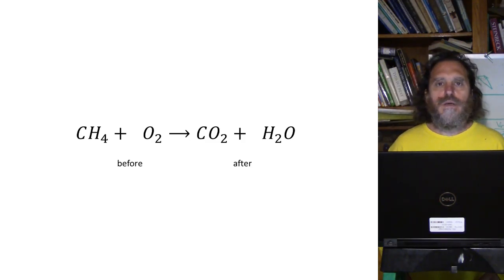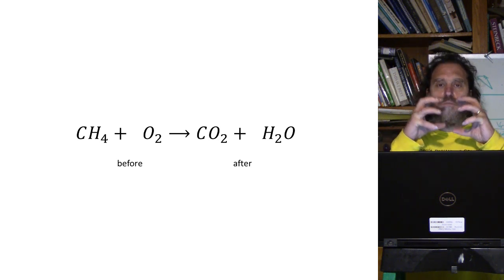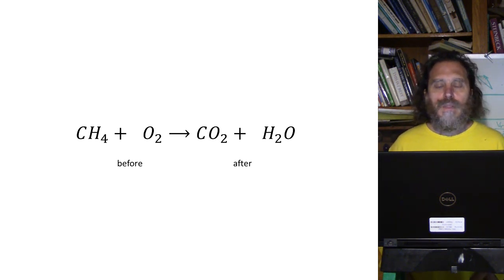Here's an example of a chemical reaction, the combustion of methane. A methane molecule has a carbon atom and 4 hydrogen atoms. This reacts with oxygen, which is in a molecular form, 2 oxygen atoms bonded together into a molecule. And these atoms rearrange themselves into different molecules. You get a carbon dioxide molecule and water molecules. So you can see it's the same atoms, the same elements, but the atoms have rearranged themselves into different molecules.